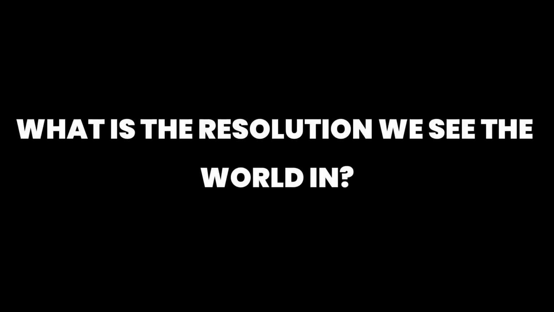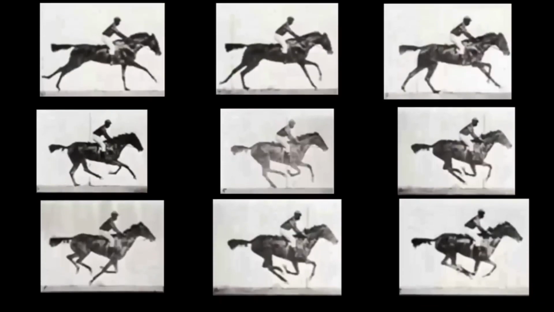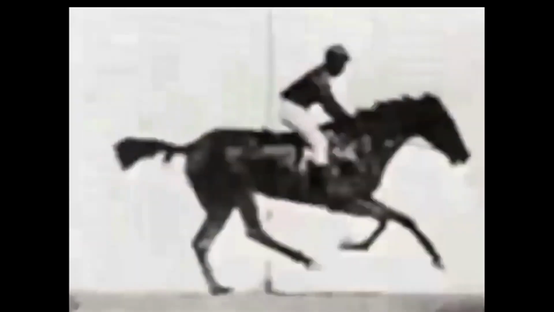How many FPS are there in human eyes? And what's the resolution we see the world in? We don't see this world as we see videos. Video is a kind of slideshow where there are thousands of individual images rapidly changing every second. This gives us the illusion of motion inside a screen.